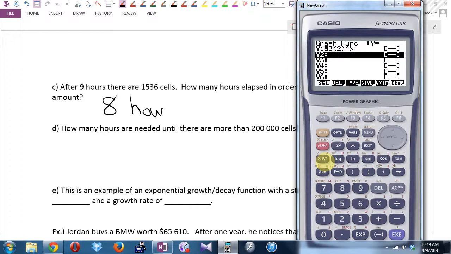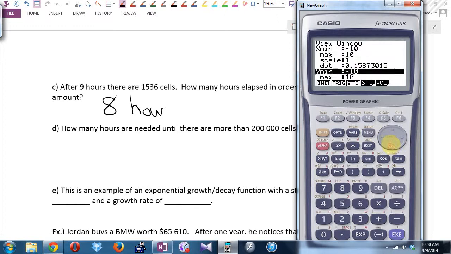However, we're going to have to change our view windows a bit. How many cells are we talking about in D? 200,000 cells, that's actually the Y value, because in my original equation, there was an N there. Are all of you with me, you all typed it in? We're going to go shift view window. We need to do our Y max to 200,000. In fact, I want to go a little higher than that. I'm going to go to 220,000. That has to fit on my graph.